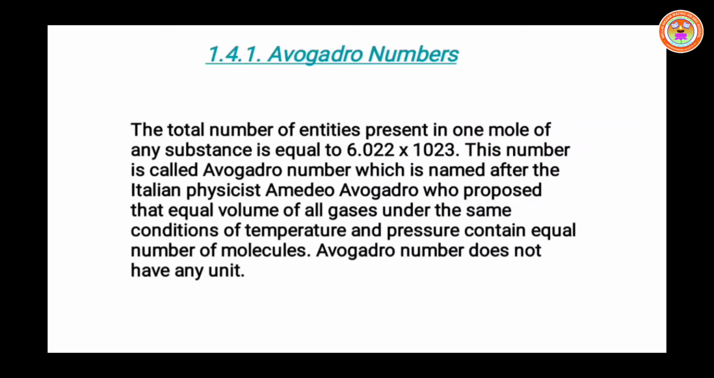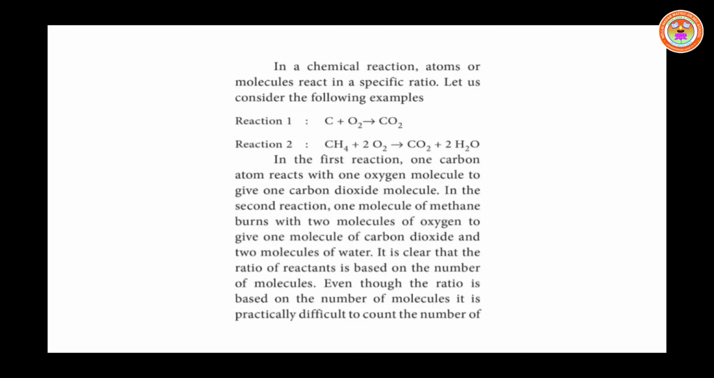The Avogadro number is named after the Italian physicist Amedeo Avogadro, who proposed that equal volumes of all gases under the same conditions of temperature and pressure contain an equal number of molecules. You studied about Avogadro's law in 10th standard. Avogadro number does not have any unit. The term mole was introduced by Avogadro.